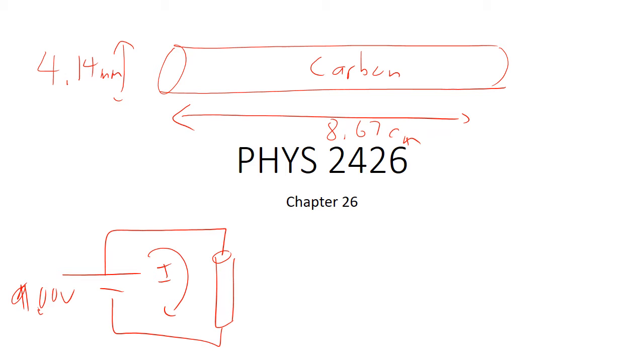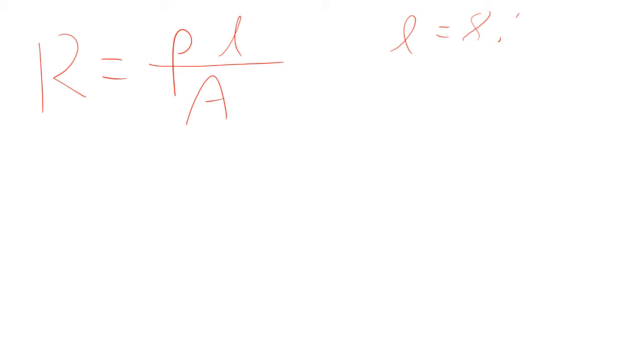And so you think about it and say, well, that's easy. Current is going to be, using Ohm's law, V over R. So in that case, we need to find R. We know that R is rho L over A. Okay, so R is rho L over A. Well, we've got L. L was given, 8.67 centimeters. A is going to be pi r squared. Well, r is going to be half the diameter.